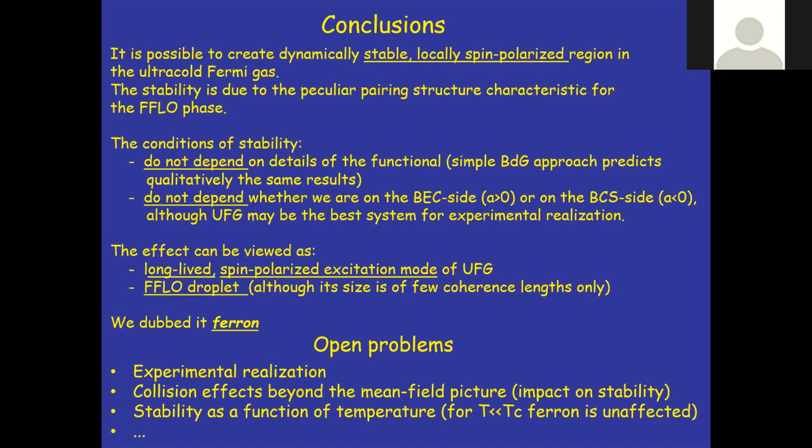Also, there is no particular reason why this effect should be present only at the unitary point, so it can go towards the BCS or BEC regime, and it should be there as well. Although probably the unitary regime is the best for the experimental realization. You can view it as an FFLO droplet, although this is a very small droplet, because the size of this droplet is of the order of the coherence length only. Or you can view it as a kind of long-lived spin polarized excitation mode that is present in the unitary Fermi gas. So for short, we actually call it a polaron.